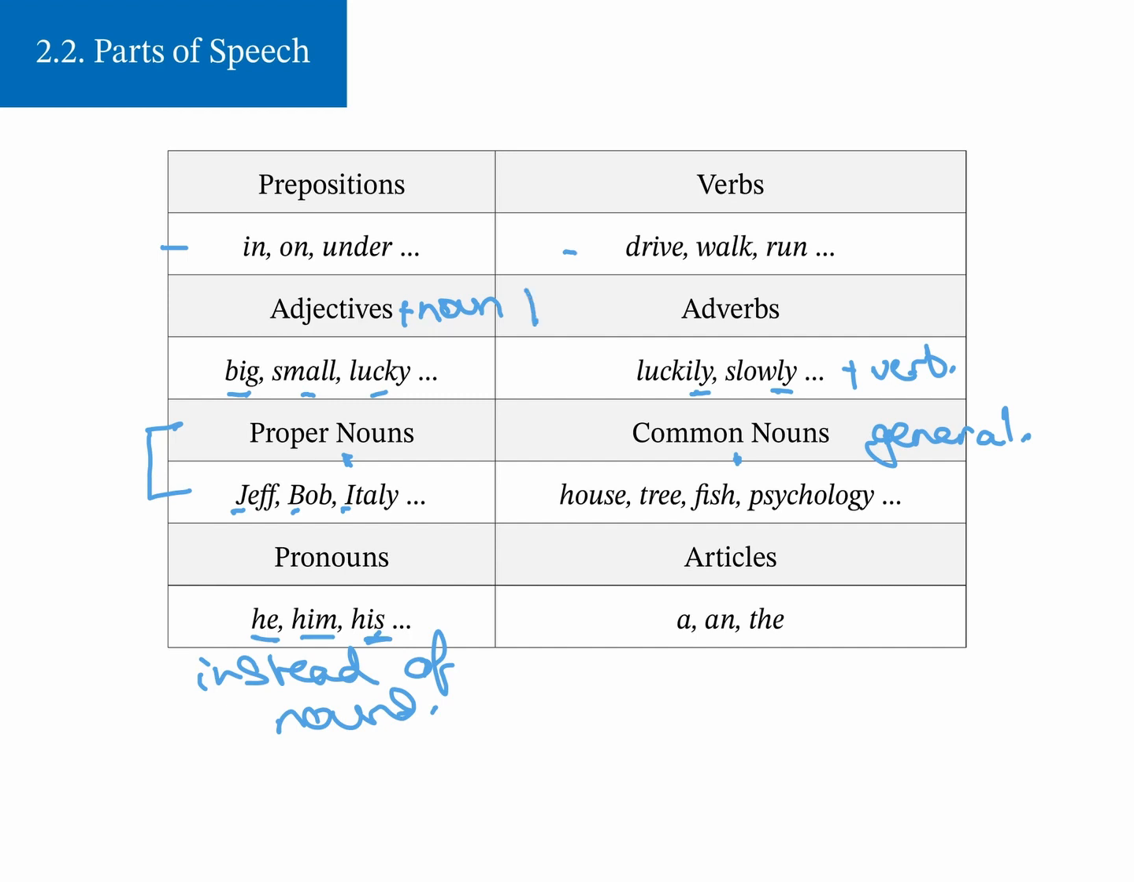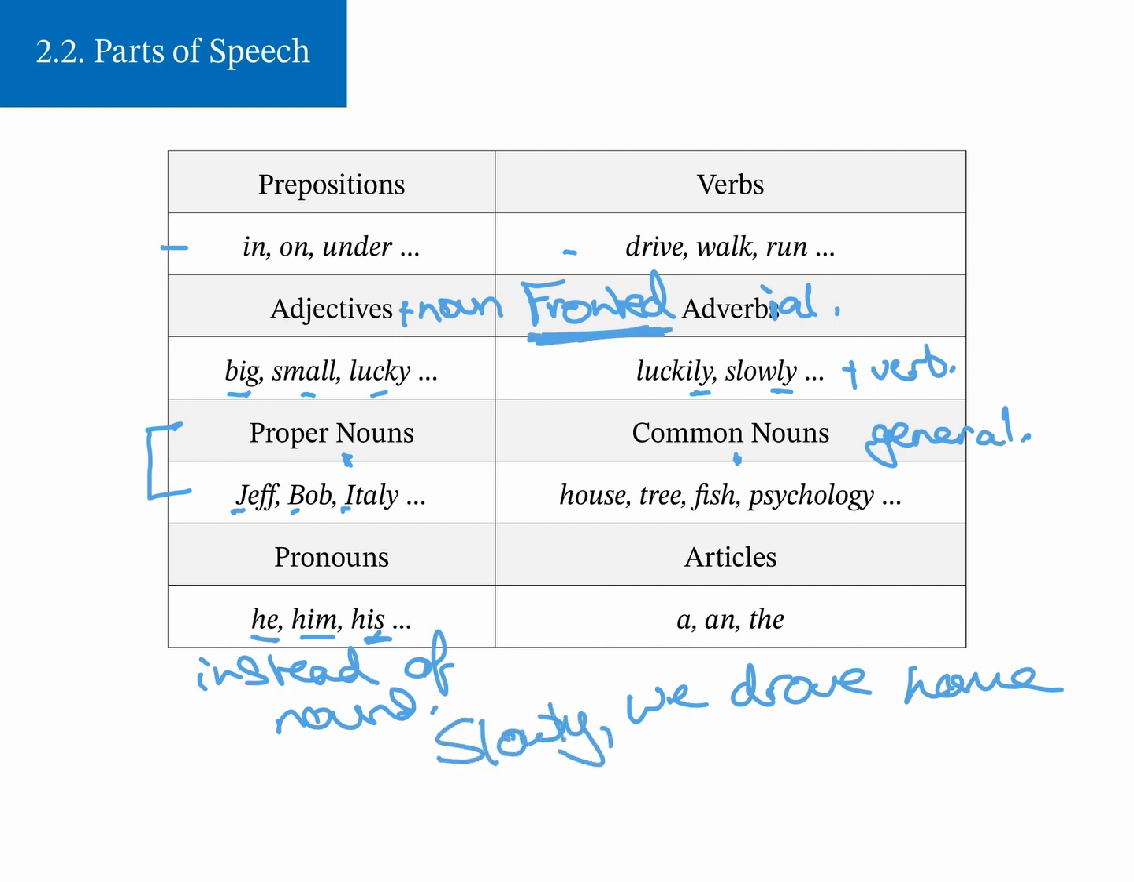a fronted adverb or adverbial, a fronted adverbial. So this is an adverb, like luckily, slowly, or a phrase, an adverbial phrase. I think you will have studied this at school. This is a huge part of Year 6 English. Fronted just means that it comes to the front of the sentence. So instead of normally saying we drove home slowly, for example, if I want to make it a fronted adverbial, I just move it to the front. Slowly, we drove home.